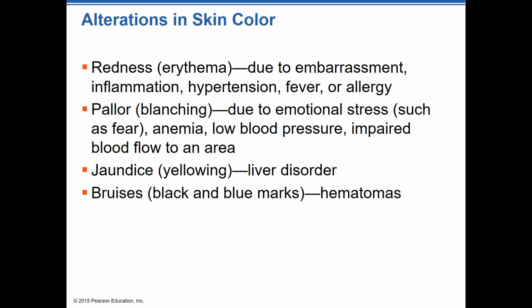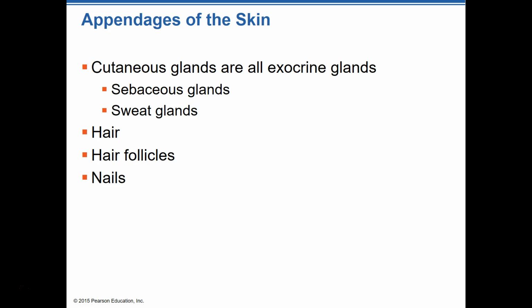Bruises, black and blue marks from hematomas. Bruises are just the varying stages of healing after blood vessels have been broken underneath the skin. The fresher they are, the more bluish, reddish color they are, and as they progress, they'll start to get black and then into kind of a brown color as they start to go away.